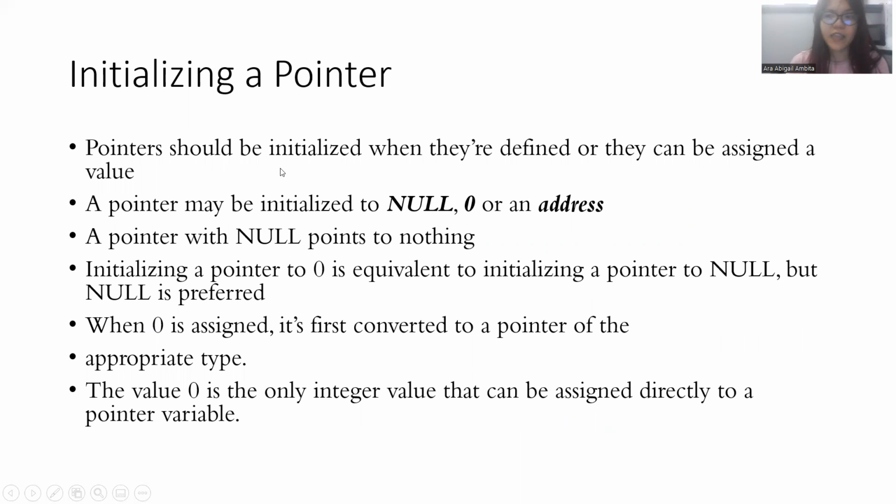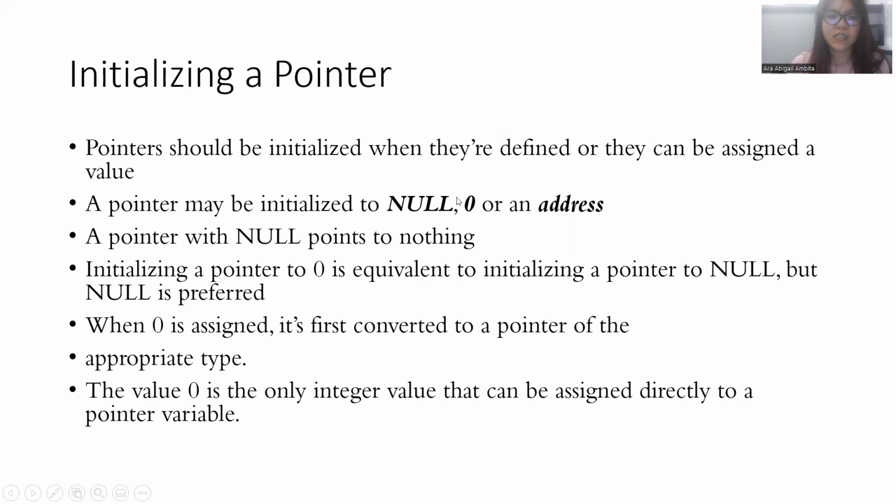Next, after we are done declaring a pointer, we are now going to initialize a pointer. Pointers should be initialized when they're defined, or they can be assigned a value. You could initialize a pointer as null, as zero, or an address. Initializing it with a null value, you are telling your compiler that the pointer is pointing to nothing. And when you initialize a pointer to 0, it is equivalent to initializing a pointer to null.